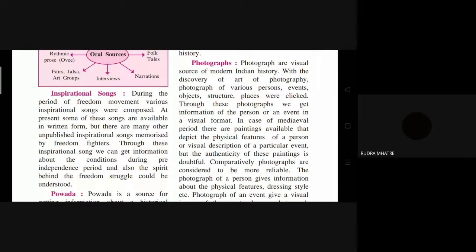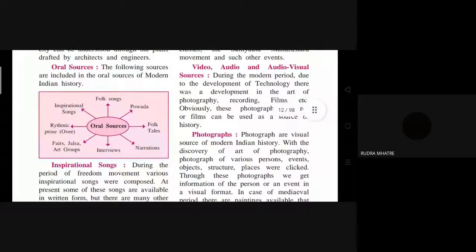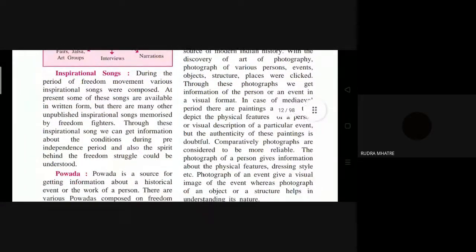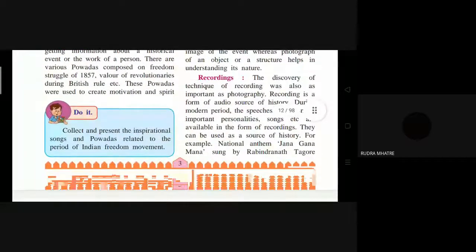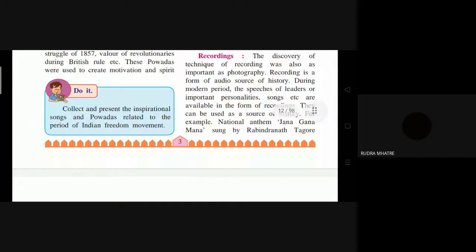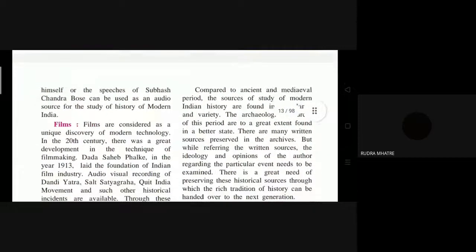Yes, Miss, the development of technology in the modern period led to the important discovery of the technique of recording. Recording is a form of audio source of history. During the modern period, the speeches of leaders or important personalities, songs, etc. are available in the form of recordings and can be used as a source of history. For example, the national anthem Jana Gana Mana, sung by Rabindranath Tagore, or the speeches of Netaji Subhash Chandra Bose. Thank you.